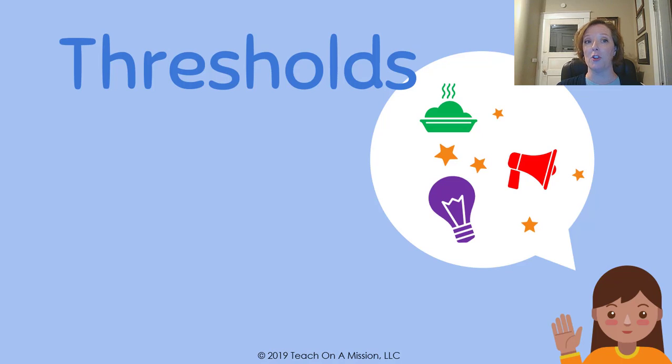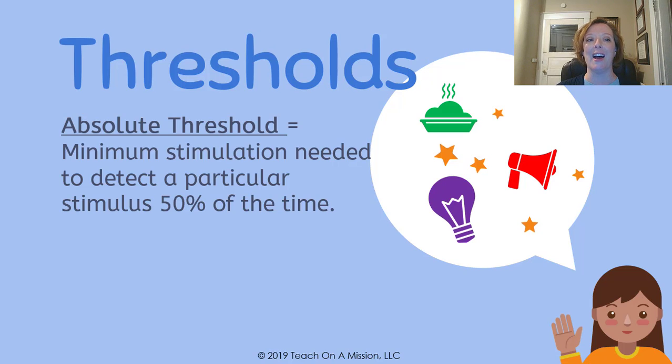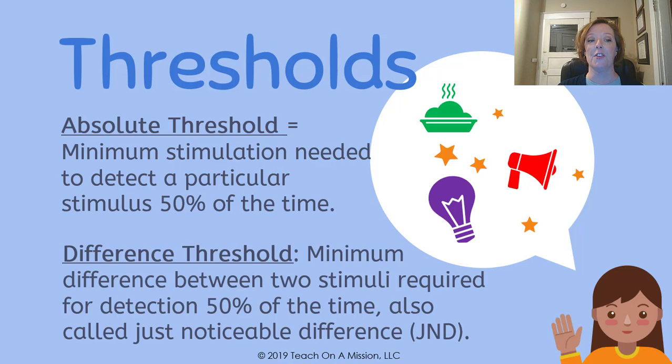Okay, let's talk about thresholds. There's this concept called an absolute threshold. This is the smallest amount of stimulation needed to detect a particular stimulus half of the time. So the smallest indicator that there is a stimulus. The difference threshold is the minimum difference between two stimuli required for detection half the time, also called the just noticeable difference. All right, so let's get into this a little bit.